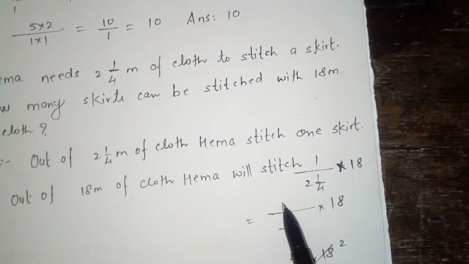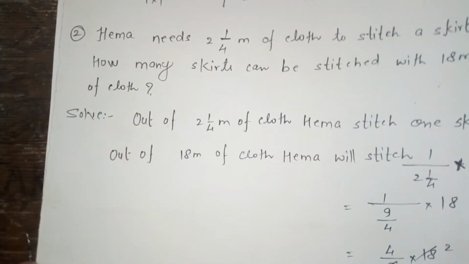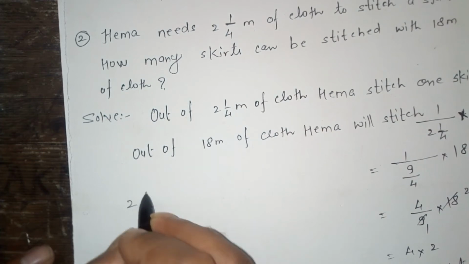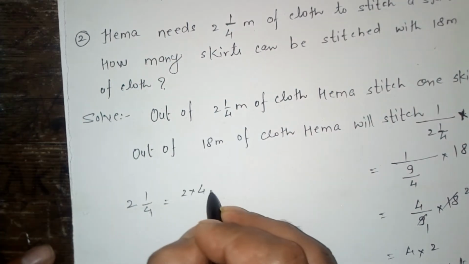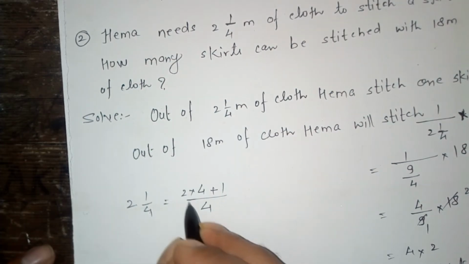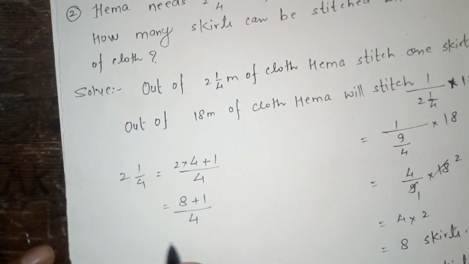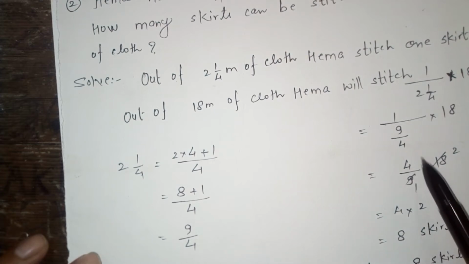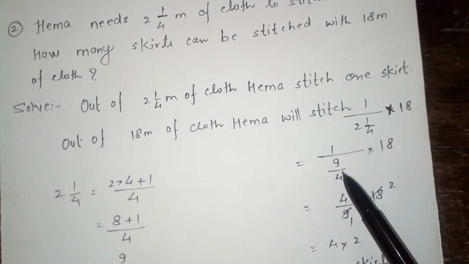Okay, 2 and 1 upon 4 is a mixed fraction, and a mixed fraction is converted to an improper fraction. How? Look here. This is 2 and 1 upon 4. So what will you do? 4 multiplied by 2 plus 1 upon 4. 2 fours are 8 plus 1 upon 4. 8 plus 1, it will give you 9 upon 4. Okay, in place of 2 and 1 upon 4, we can write 9 upon 4.